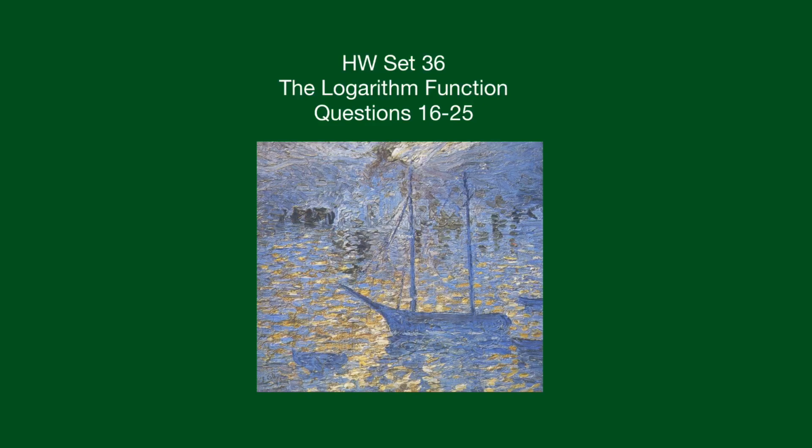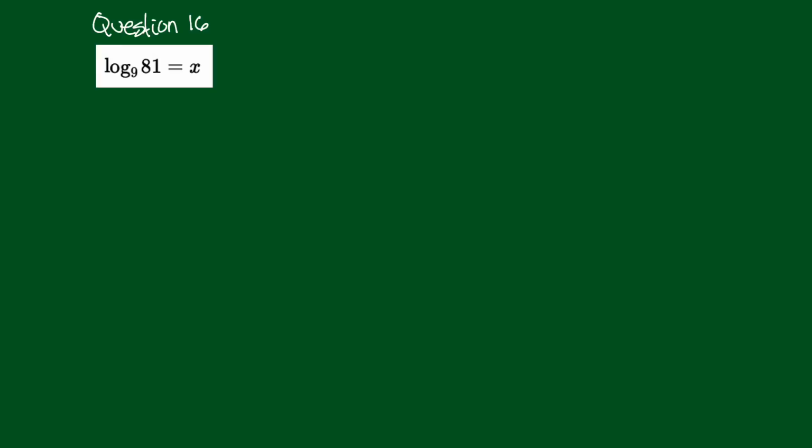These are the last problems out of homework set 36. Question 16, let's solve this logarithmic equation for x. So the logarithm is the exponent. That exponent, x, is going to go on that base. 9 to the x equals 81. And just by our knowledge, we're going to say that x is equal to 2, right? 9 squared is 81.